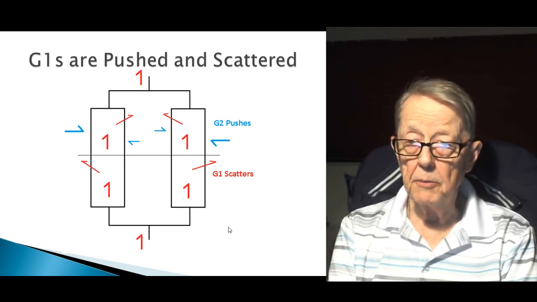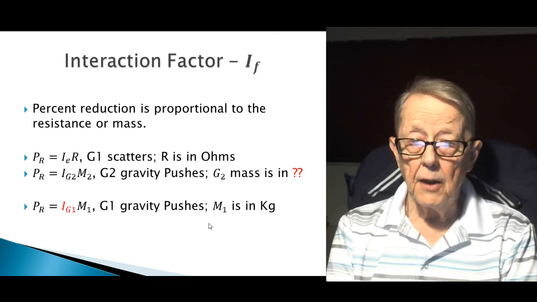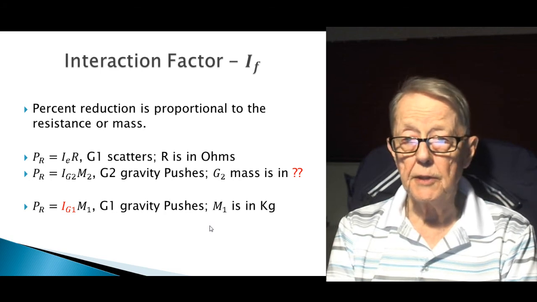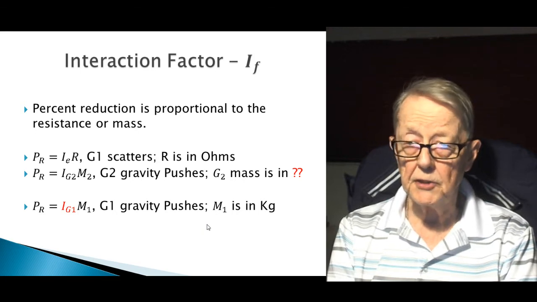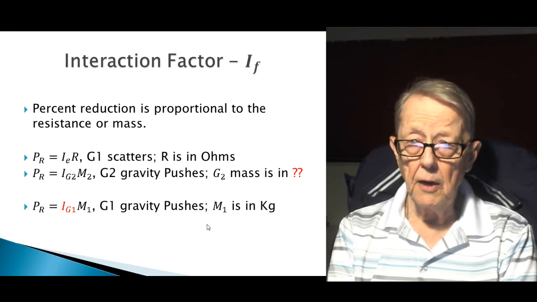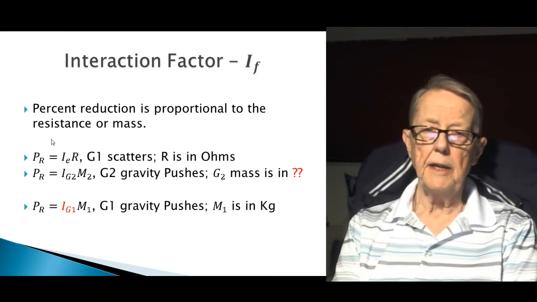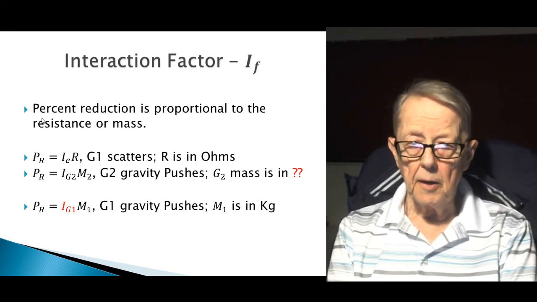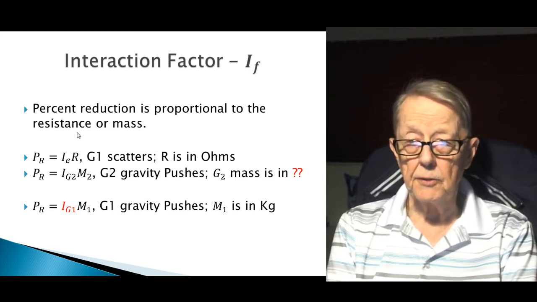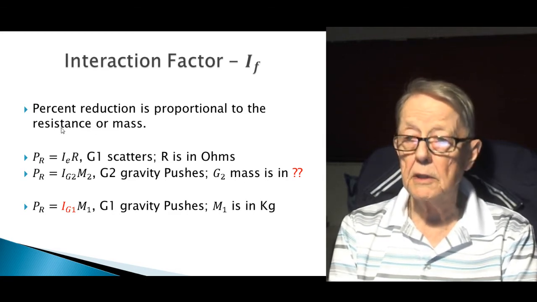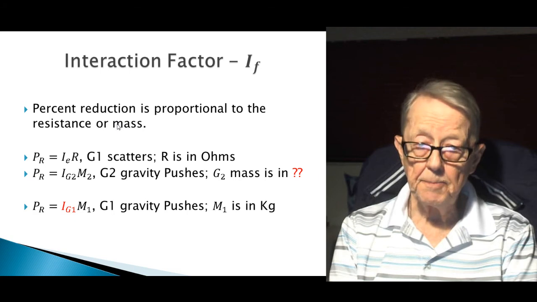That's what causes them to, in a sense, know what the other value is. Now there's a little bit of equations. I don't do this very often, but there is a term I've used since I started working on gravity 13 years ago called the interaction factor, and this interaction factor is a kind of a constant based on the idea that the percent reduction as the G1 particles pass through the resistor is proportional to the resistance in the case of a circuit, or in the case of gravity, is proportional to the mass.